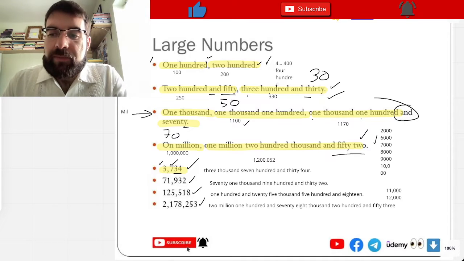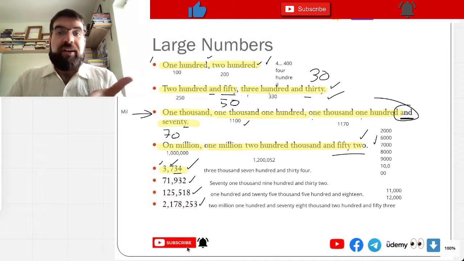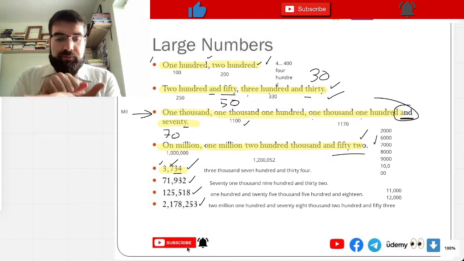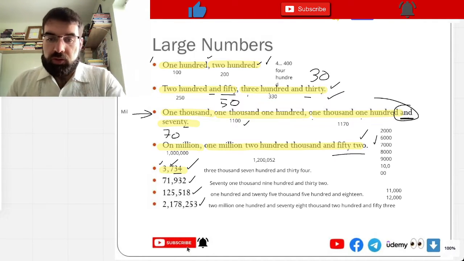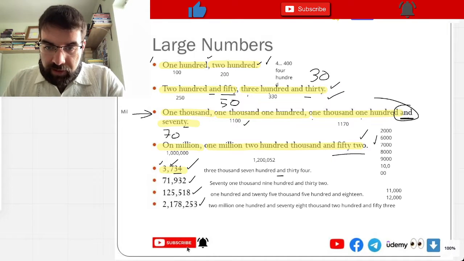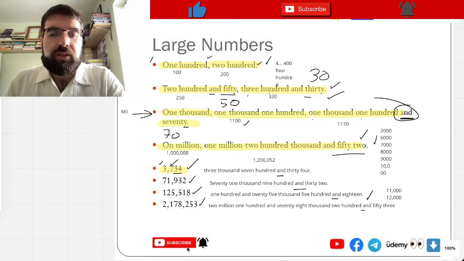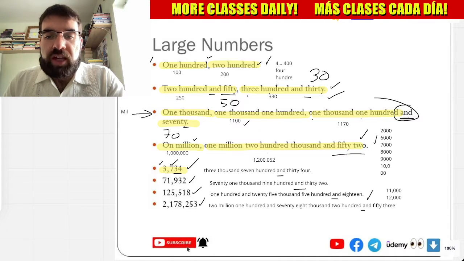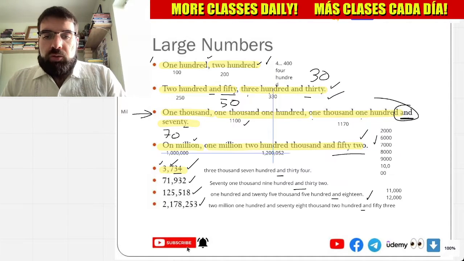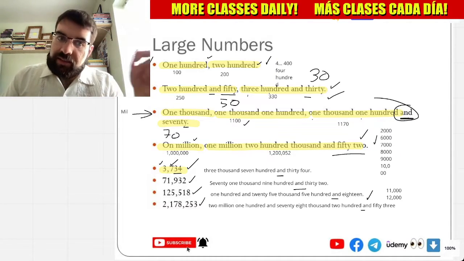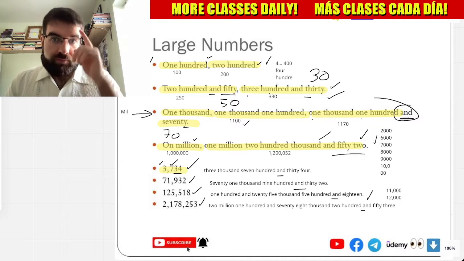We put and, pondremos and antes el último número. And. 1 million. 1,200,052. Muy bien.